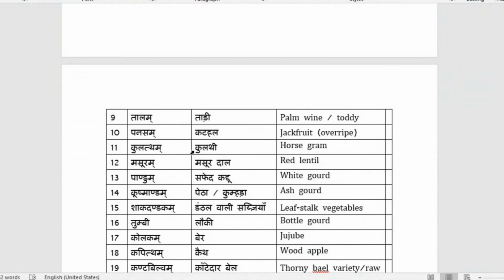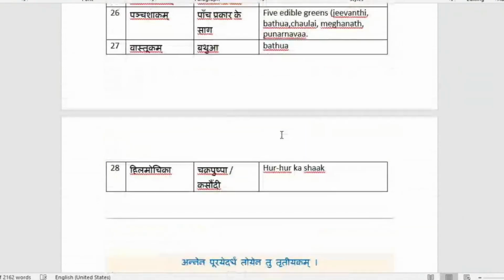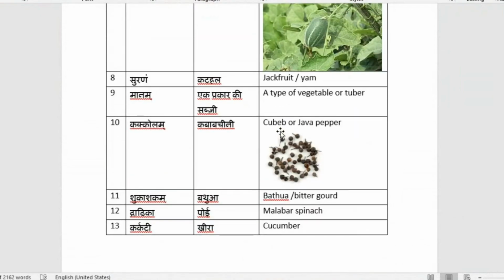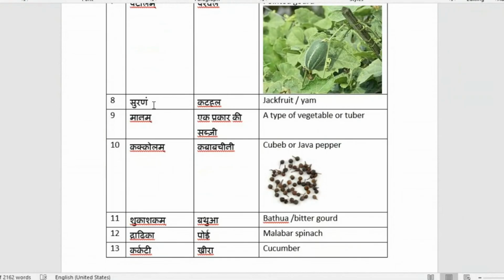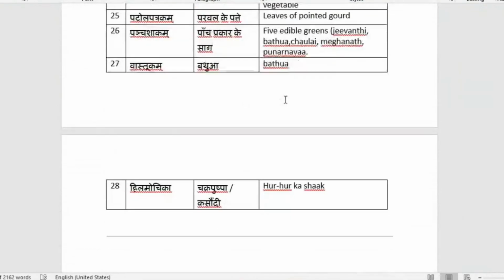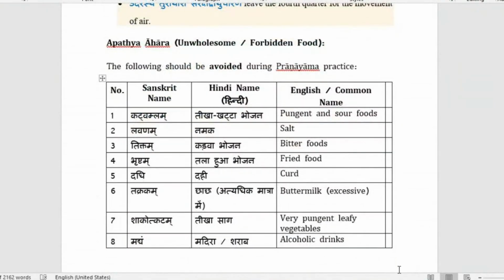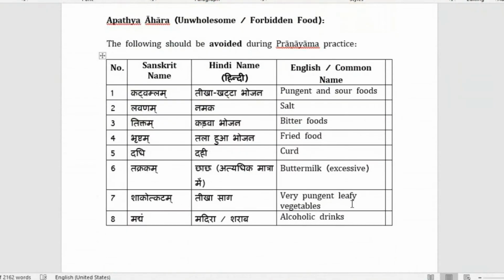Kulatham. Now here again, even in Pathya, there was a translation which led to jackfruit, where it was said yam, if you remember. One minute, I'll show you. Suran. As I told you, Suran, katahal, jackfruit. In some books, it is called jackfruit, and in some books, it is yam. Now, Suran, jackfruit. So jackfruit here is mentioned only as jackfruit in some books. But what should be avoided? Which type of jackfruit should be avoided?